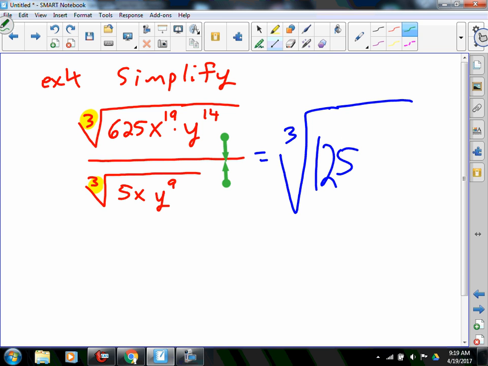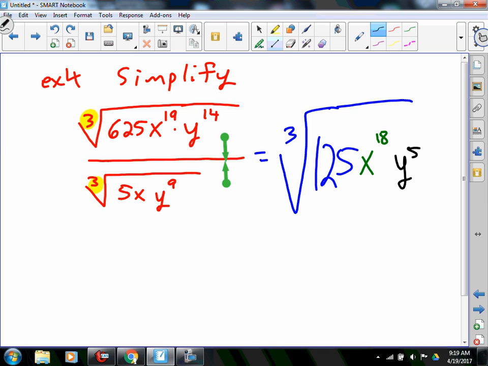And we're going to have x to the 19th over x. Well, what's that going to simplify to be? X to the 18th. And then we're also going to have y to the 14th divided by y to the 9th. So what's that going to be? Y to the 5th. What do we think so far?